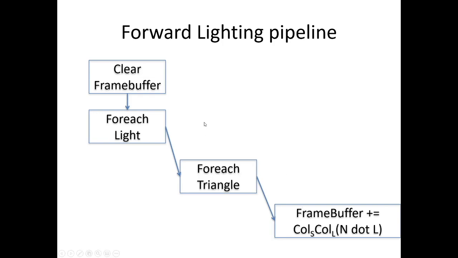And then we'll go back again, and before we won't clear the frame buffer again, we'll go back to a new light, and then re-render the entire scene from the perspective of that light. So we actually render the scene every time for each light, and each time we render a light, we add it to the frame buffer.